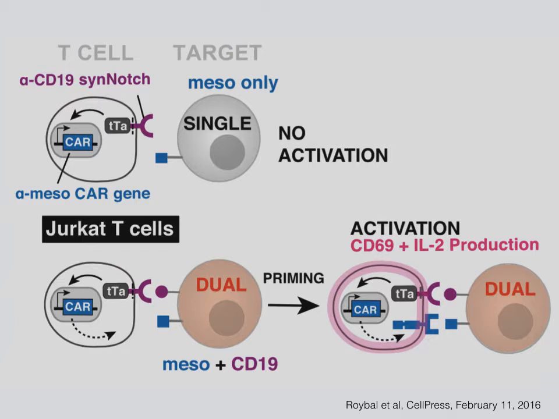The binding of both antigens at the same time leads to the activation of the T cell and the release of CD69 and interleukin-2 cytokines that regulate the body to fight against this dual antigen and clear this dual antigen only without causing any harm to bystander tissues. So the synNotch receptor has successfully driven the CAR expression to kill the antigen.